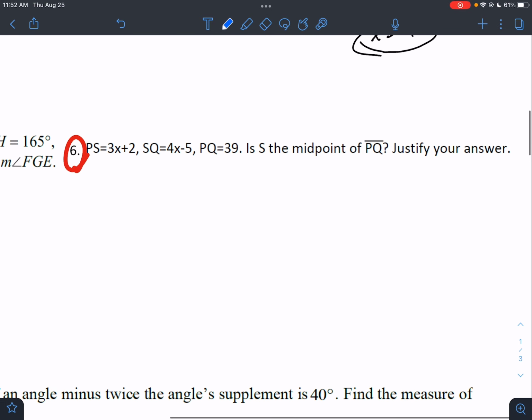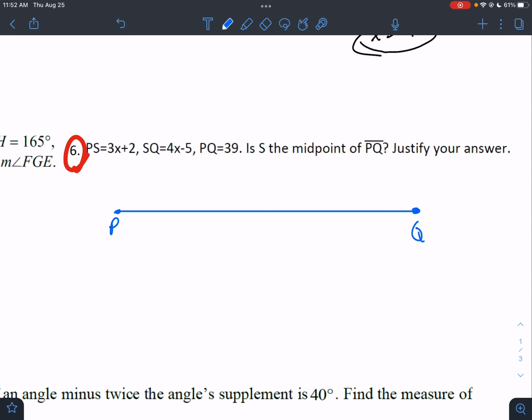Next question. It says PS equals that, SQ equals that. Is S the midpoint of line segment PQ? I need to draw this out. P, Q, and it says, is S the midpoint? So we don't know if it's the midpoint or not. I'm not going to put it in the middle. Maybe it's the middle, maybe it's not. But if I put it there, I might confuse myself.